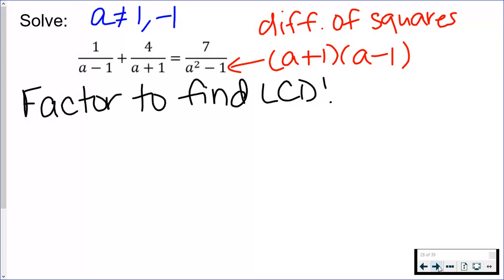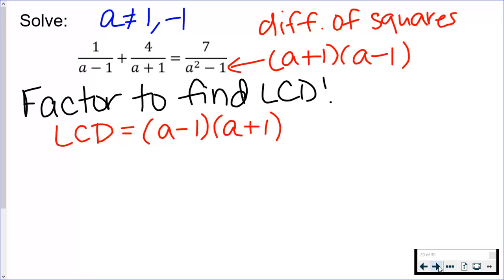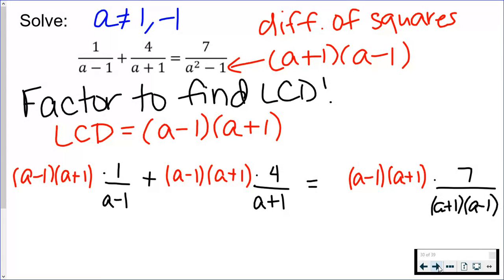So once you have your common denominator, what you're going to do is multiply all 3 terms by that common denominator. And that common denominator is just a minus 1, a plus 1, or a plus 1, a minus 1. Again, order doesn't matter because those are my only factors in those denominators. So what we do is we multiply everything by the common denominator.